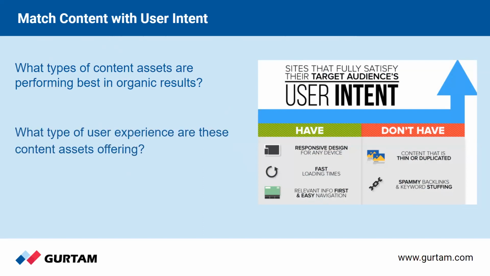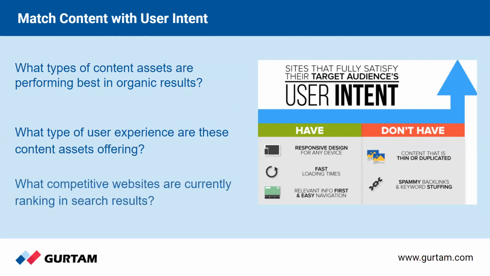Next, ask yourself what type of user experience these content assets are offering. If you are expecting some action from your customers and from your audience, you must know what to do, and you must make your content match that experience and those actions. And what competitive websites are currently ranking in search results? So do a quick research about your competitors, how they are ranking in the search results page, and so on.